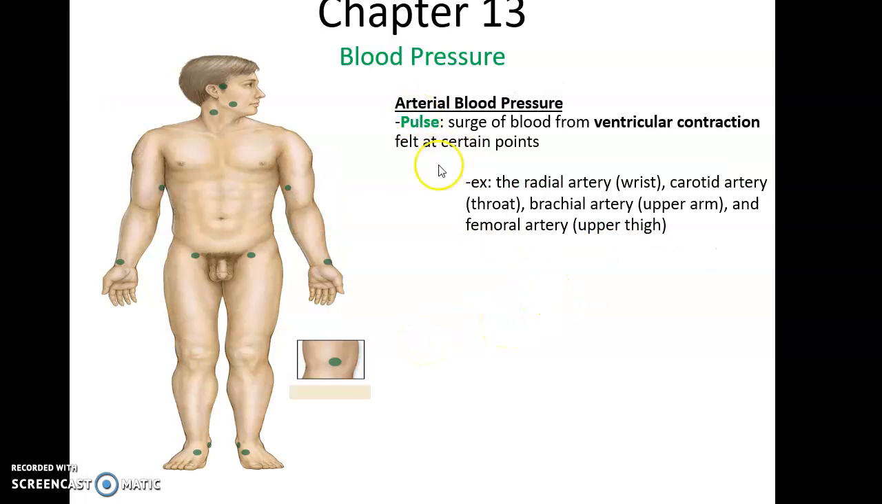So the pulse is the ability to actually feel the surge of blood through the arteries when the ventricles contract. And there are different points along the body where it's possible to feel the pulse. The radial arteries at the wrist, the carotid arteries in the throat, femoral arteries in the upper arm, and so on.